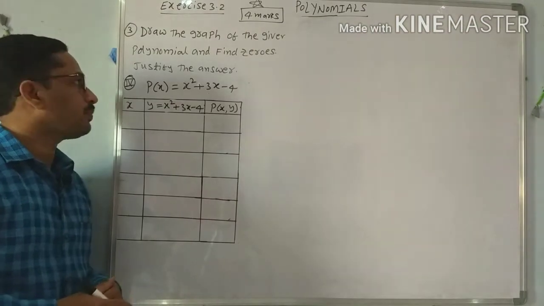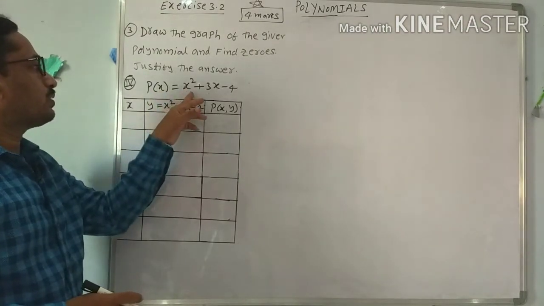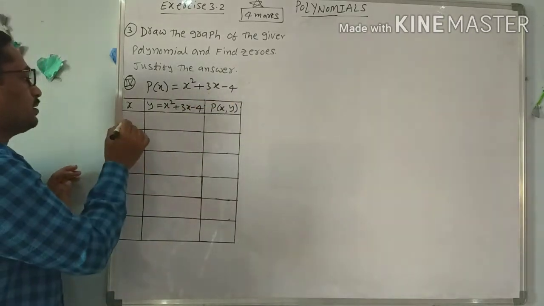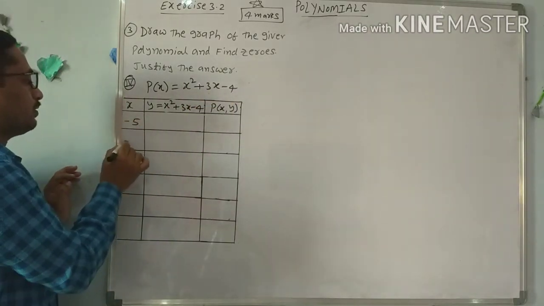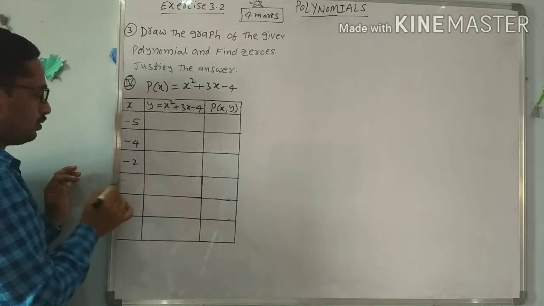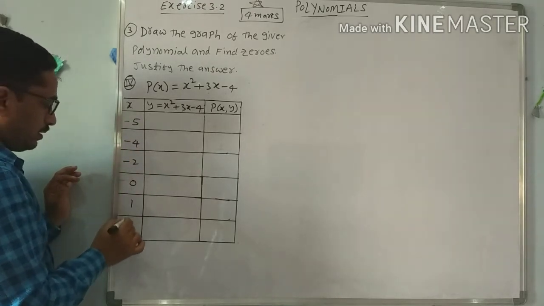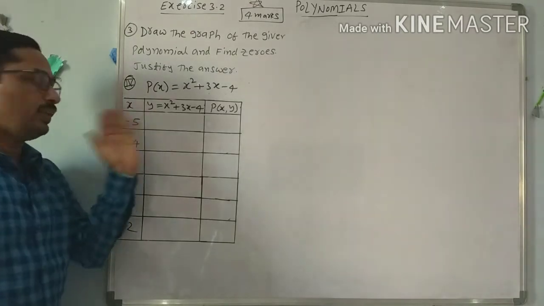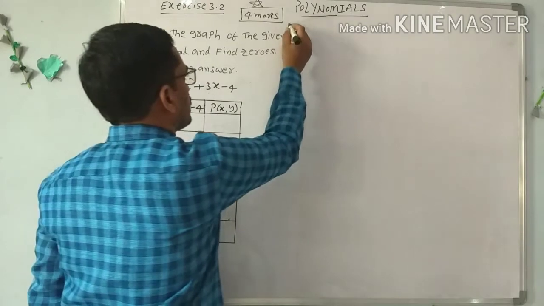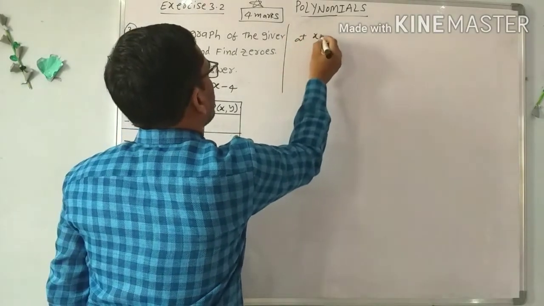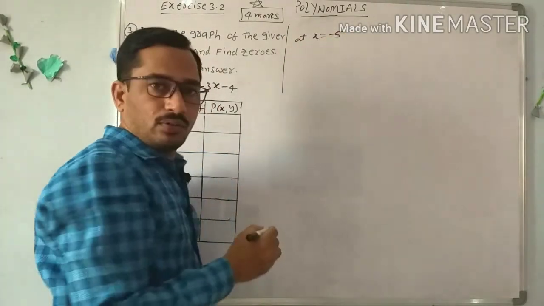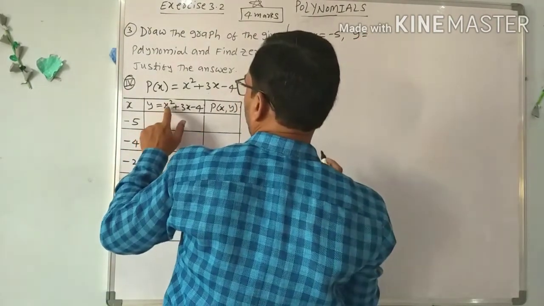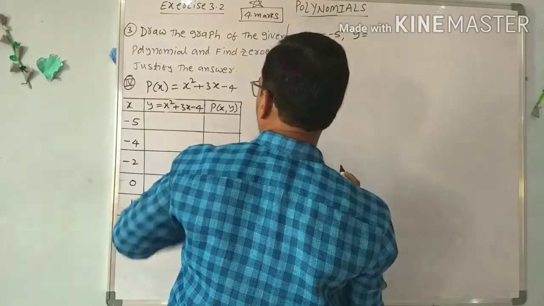Now fourth problem, p of x equal to x square plus 3x minus 4. So assign x values. Here I am taking x equal to minus 5, minus 4, minus 2, 0, 1, 2. I assign some values here. Now for these values find the corresponding y values. So first at x equal to minus 5, find out the y value by substituting x equal to minus 5 in x square plus 3x minus 4.